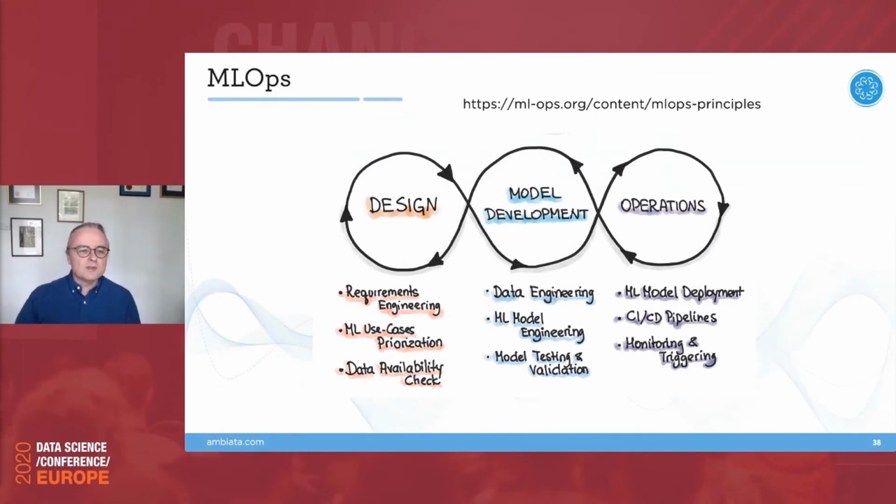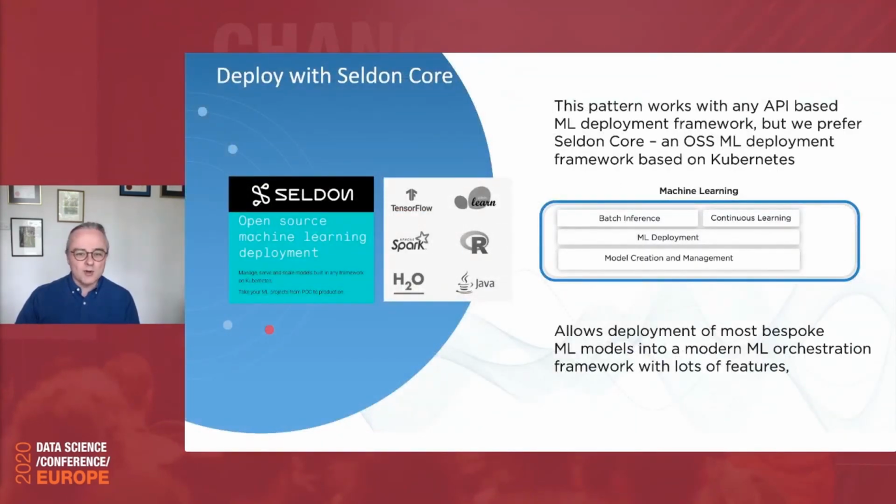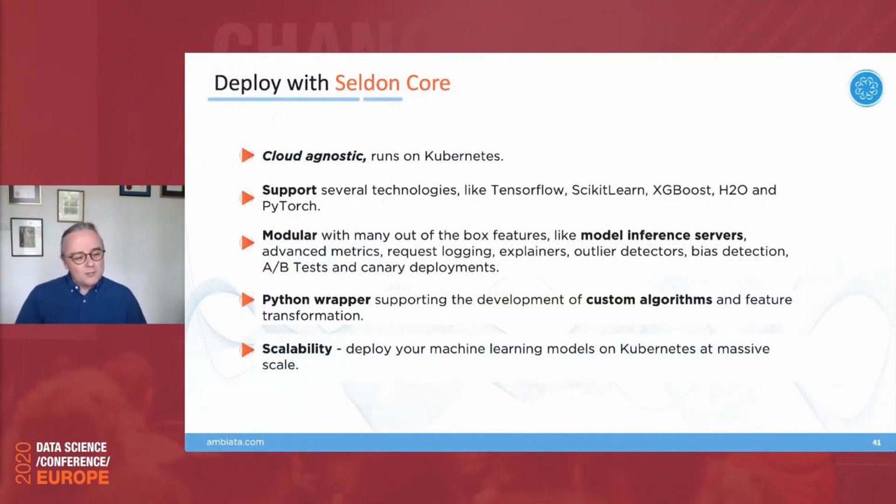What we use is something called Seldon Core, which is a great open source framework for deploying machine learning models. And it runs on top of Kubernetes, so it's platform agnostic. It supports all of the sorts of machine learning models we want to deploy into production, and we've implemented our continuous intelligence algorithms as Seldon Core graphs.